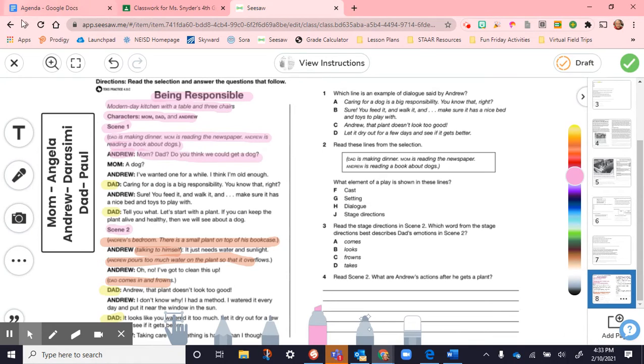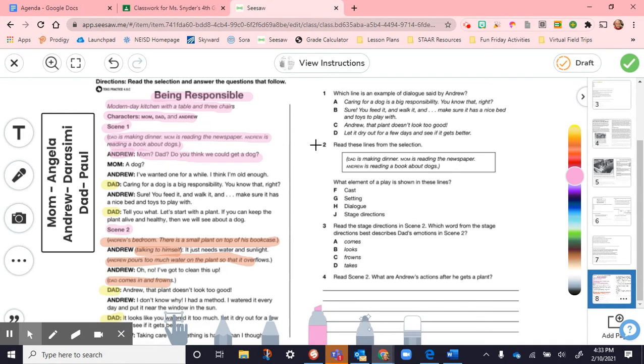And so here you guys had the 4 questions. Which is an example of dialogue? You'll have to find it in the text. Which one of these is showing that Andrew is speaking? For dialogue, I want you to think of what the actors are saying.